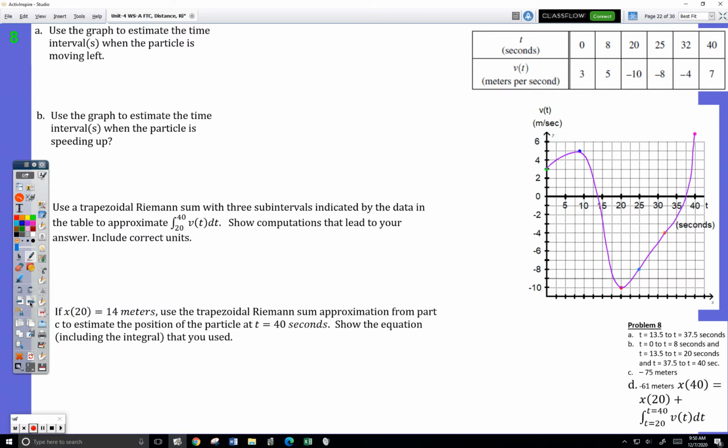We talked about earlier in the year, you need to have memorized: when the velocity is positive, the particle is moving right. When the velocity is negative, the particle is moving left. Go like this if you need me to say it again.